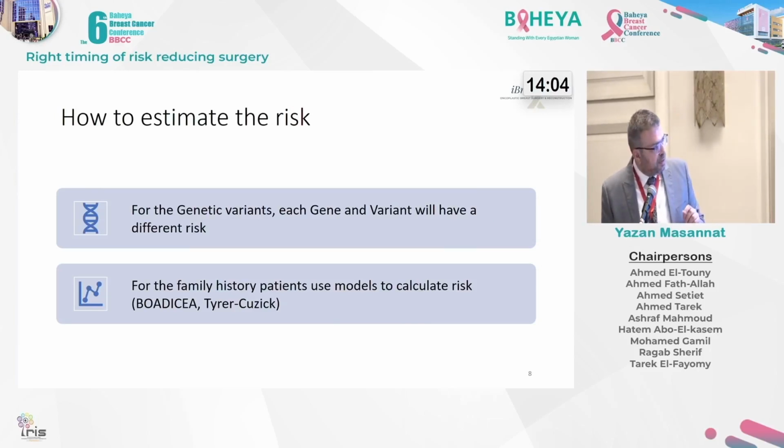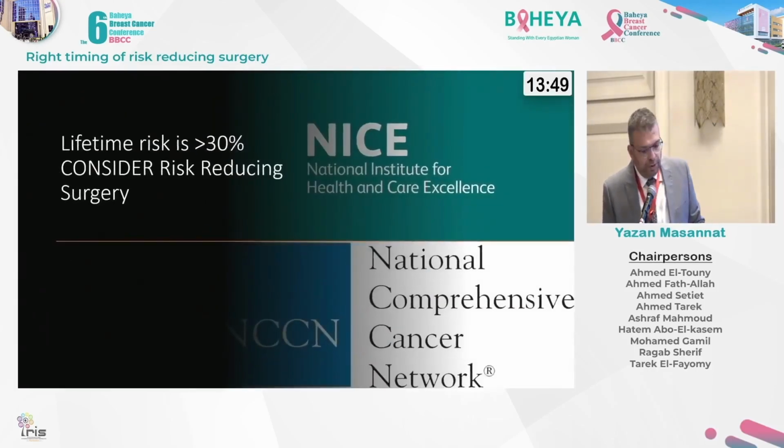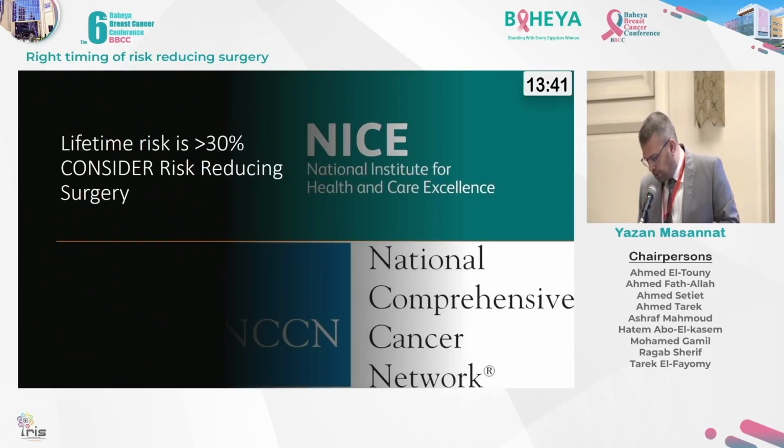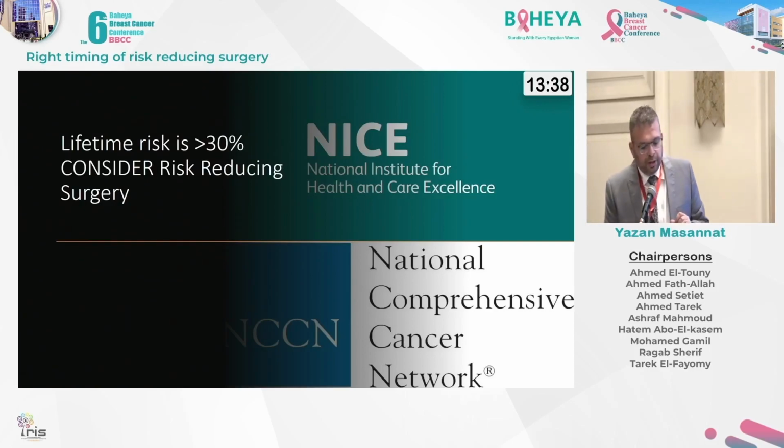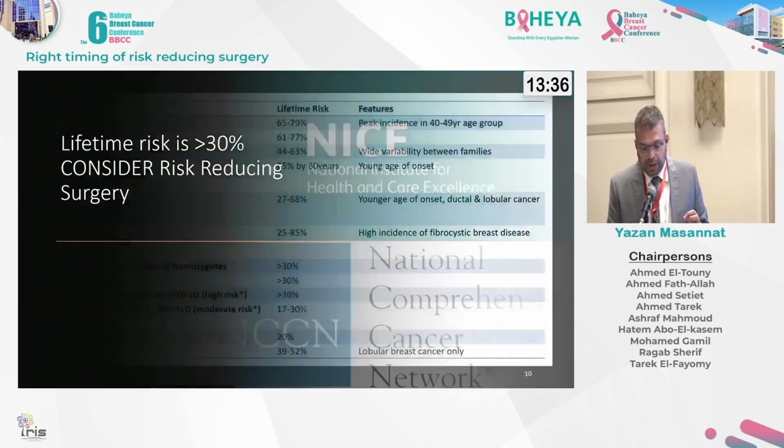For the genetic variants, each gene and each variant of the gene will have a different risk. While for the family history patients, there are certain models, mainly based on Western societies, that will give you a lifetime risk estimate, like the Bodmer and the Tyrer-Cuzick and the Manchester. By definition, NICE guidelines, NCCN guidelines, all guidelines agree that a lifetime risk of more than 30% should be considered for risk-reducing surgery if the patient wants that.